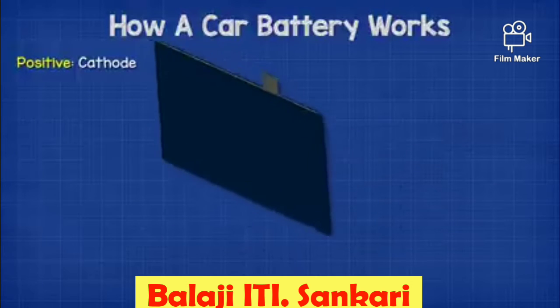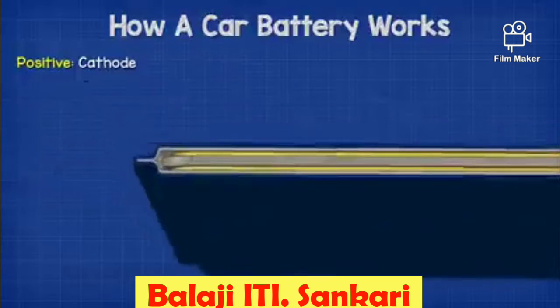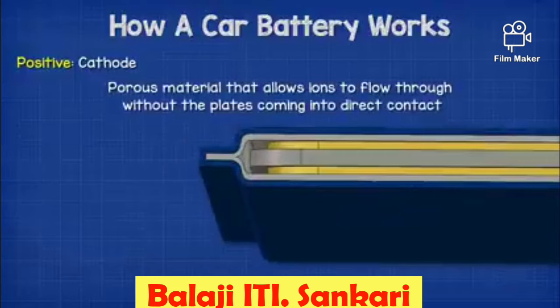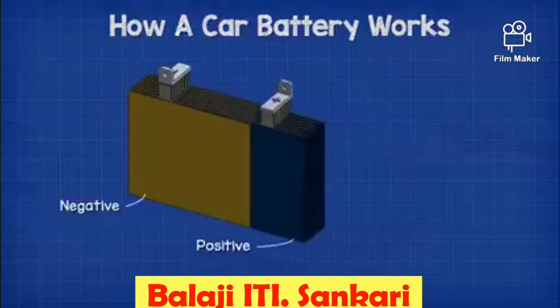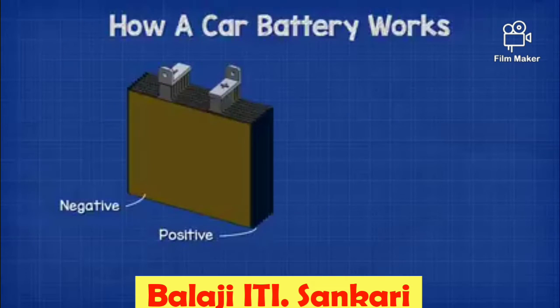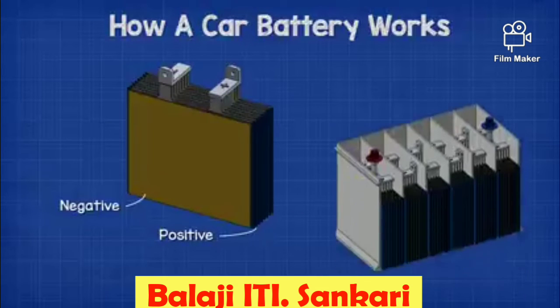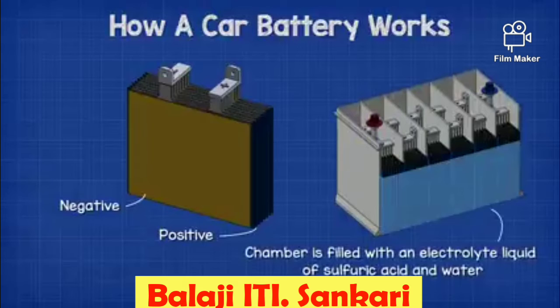This is just a porous material that allows ions to flow through it without the materials coming into direct contact with each other. The positive and the negative plates will sit between each other with a small gap in between each plate. The chamber is then filled with an electrolyte liquid of sulfuric acid and water. Hence, the battery is called a lead-acid battery.